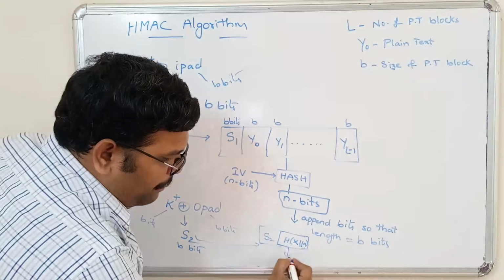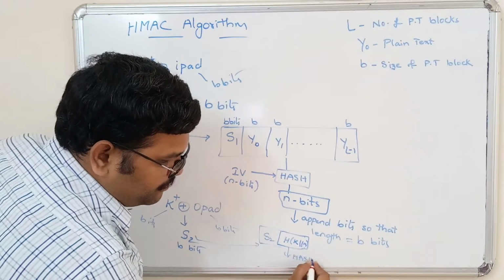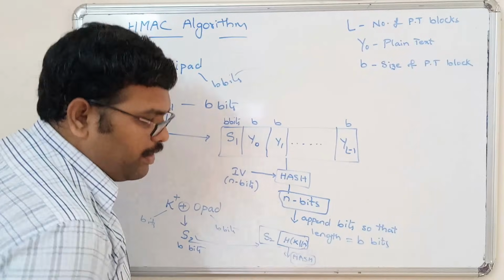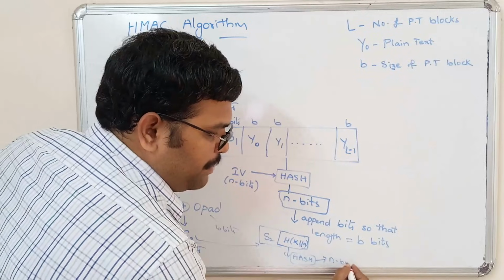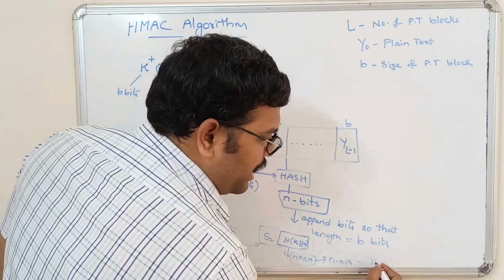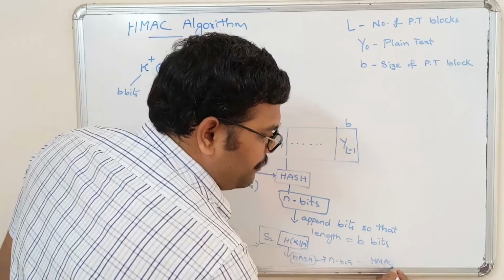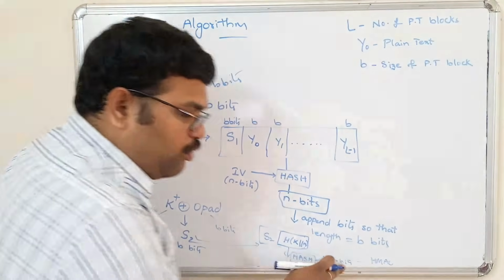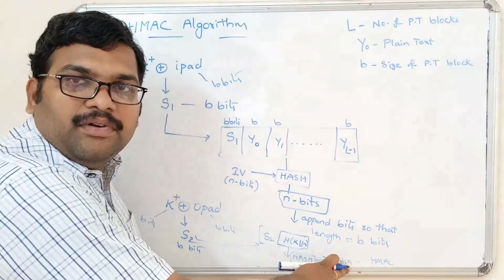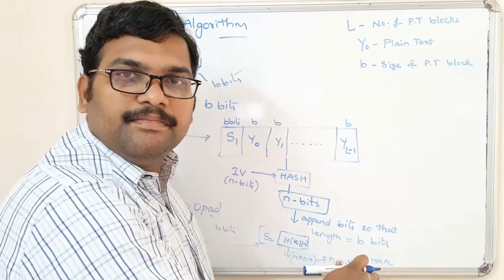Now again apply the hash so that we will get again n bits, which is called the HMAC algorithm. So this is the HMAC algorithm, which is a hash code. These n bits are called the hash code, the output of the HMAC algorithm.